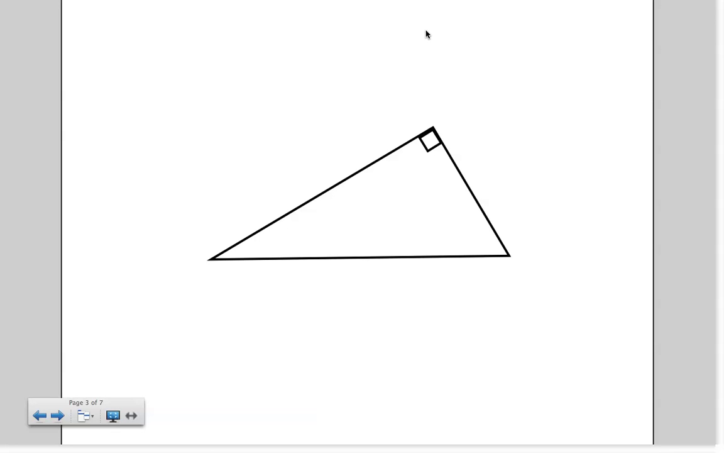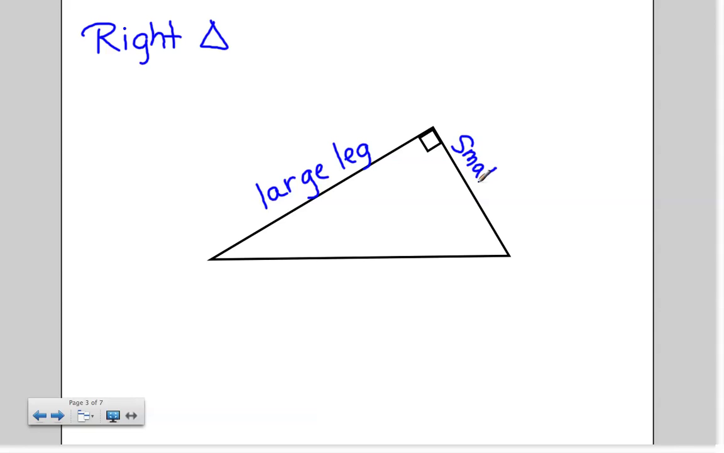Okay, before we start talking about geometric mean, let's talk about the different parts that are in a right triangle. In this right triangle, my legs are two different sizes. So I'm going to call one leg the large leg. I'm going to call the other leg the small leg, because it's smaller than the large. My last side of the triangle, that is opposite my right angle, is called my hypotenuse.